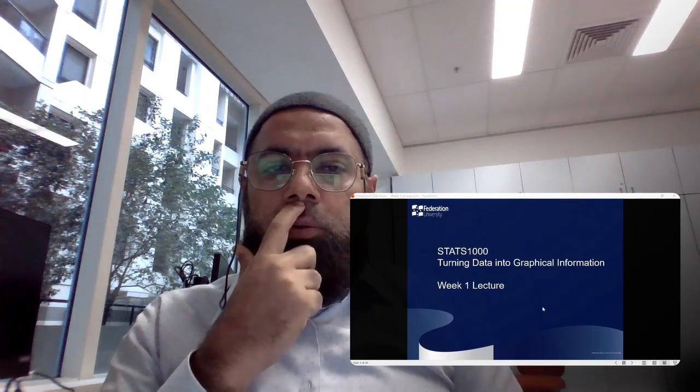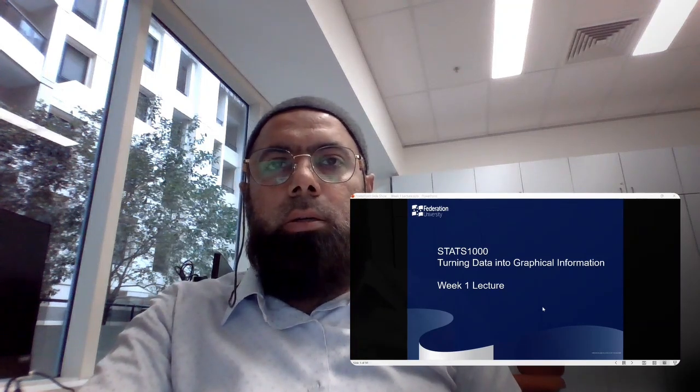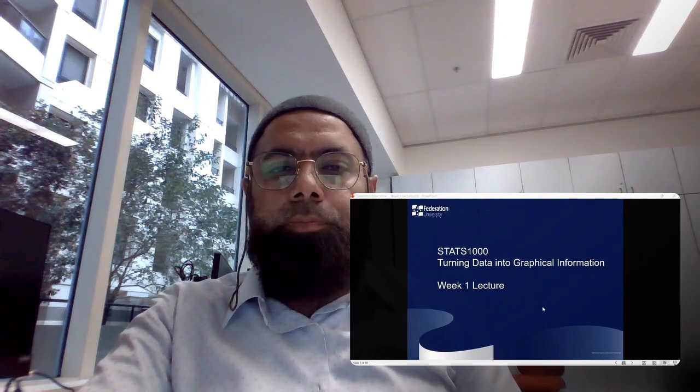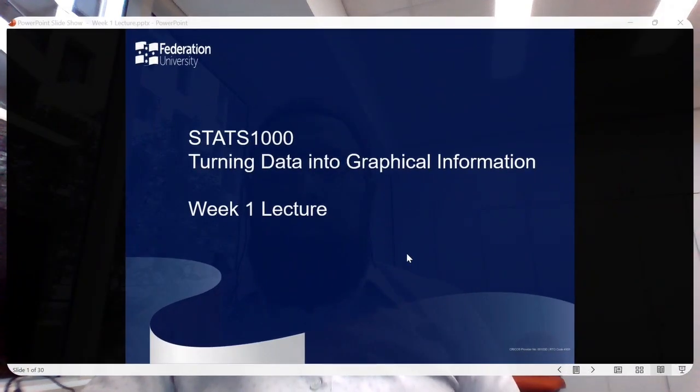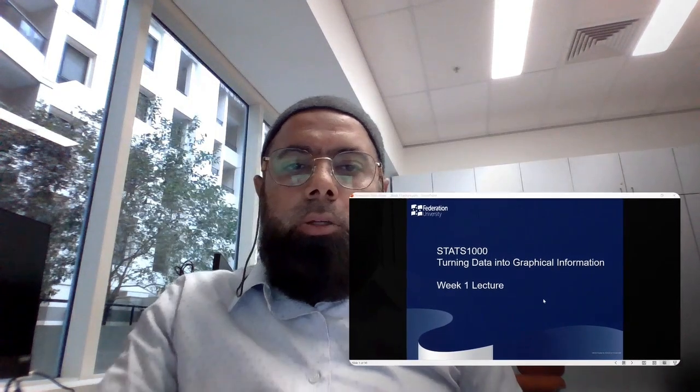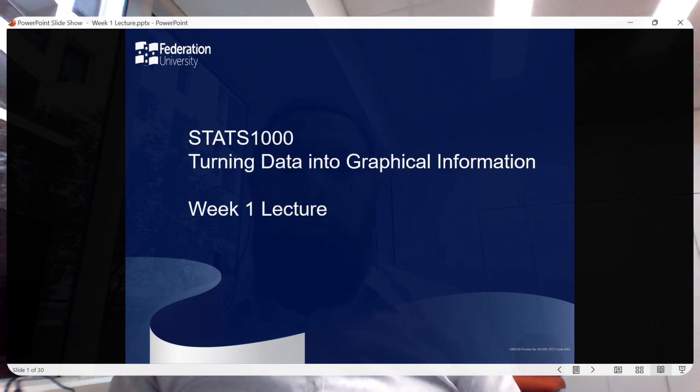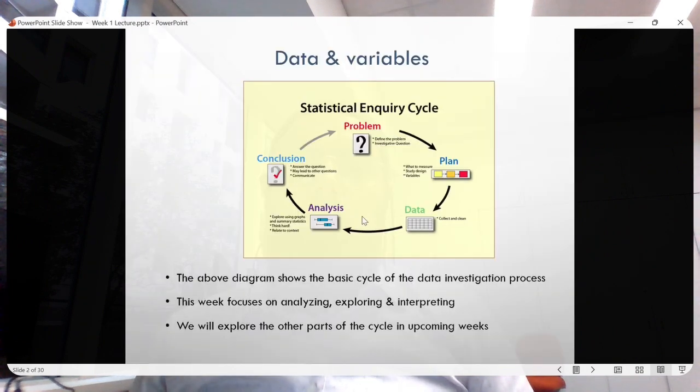So today we are going to start with our first lecture on the topic of turning data into graphical information. In today's topic, what we need to learn is, first of all, what this overall statistical inquiry cycle is. As you know, like anything, when we start, it starts from a problem statement. So first we have to define the problem, what the problems are, and how to investigate those questions.